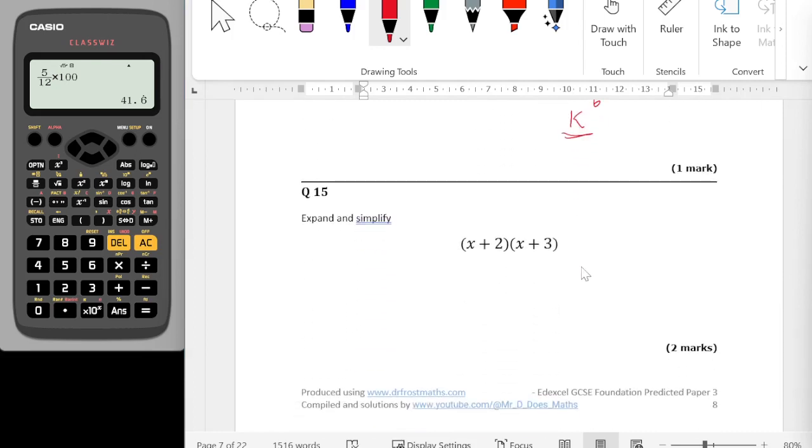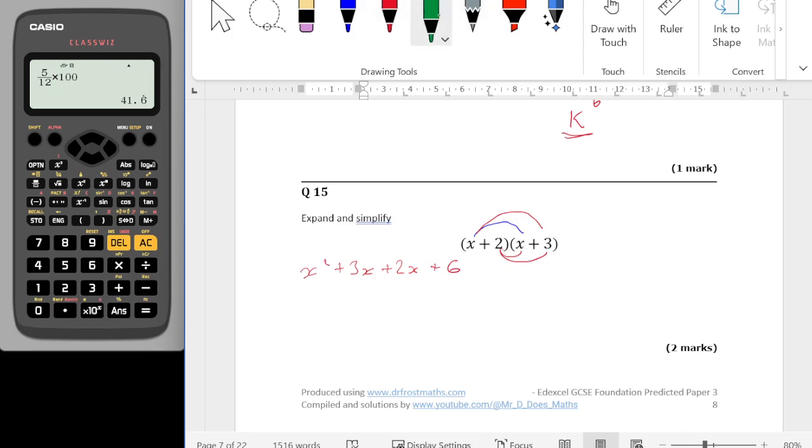Okay, question 15, expand and simplify. So I tend to use the construction line. There's nothing wrong with using the grid though. I'll do both methods here. So x times by x would give me x squared. x times by 3 would give me 3x. Then I'm timesing everything by 2, so 2 times x would give me 2x. And then 2 times by 3 would give me 6. So that's how I would expand it using construction lines.